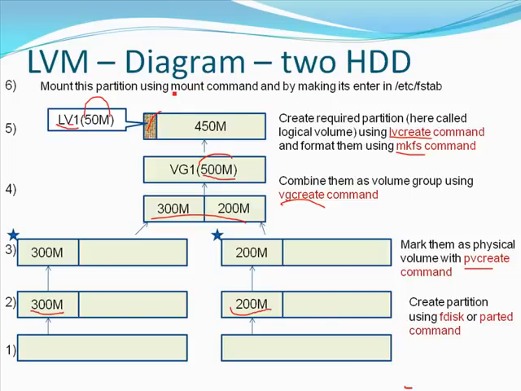After formatting, I will use the mount command to mount this partition, or I can make an entry in this particular file, that is /etc/fstab. If you make an entry in this file, on all subsequent reboots there is no need to mount this logical volume manually. Using the mount entry, it will be automatically mounted.